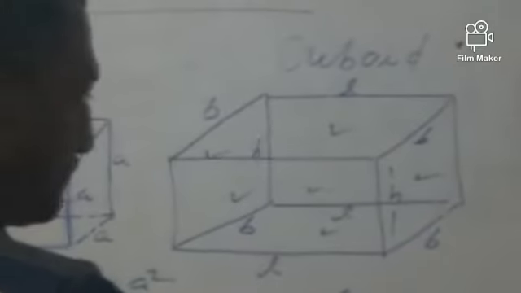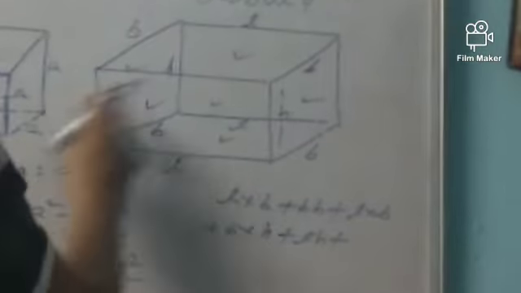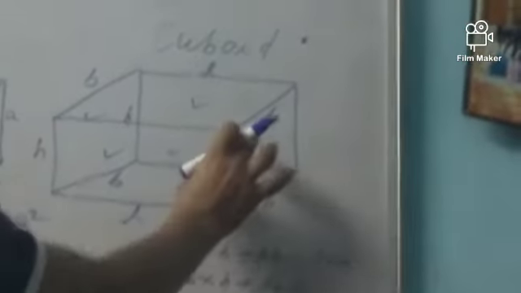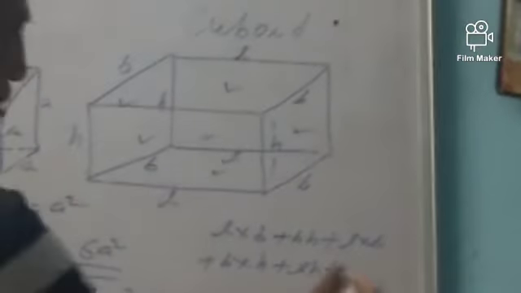So another is L into H. Again, if you talk about the similar, one L and H will also come. Suppose again this is B, this is B, and this is H. So one L into H, and another part also will come, one L into H. So LB, LB, BH, BH, LH and LH.